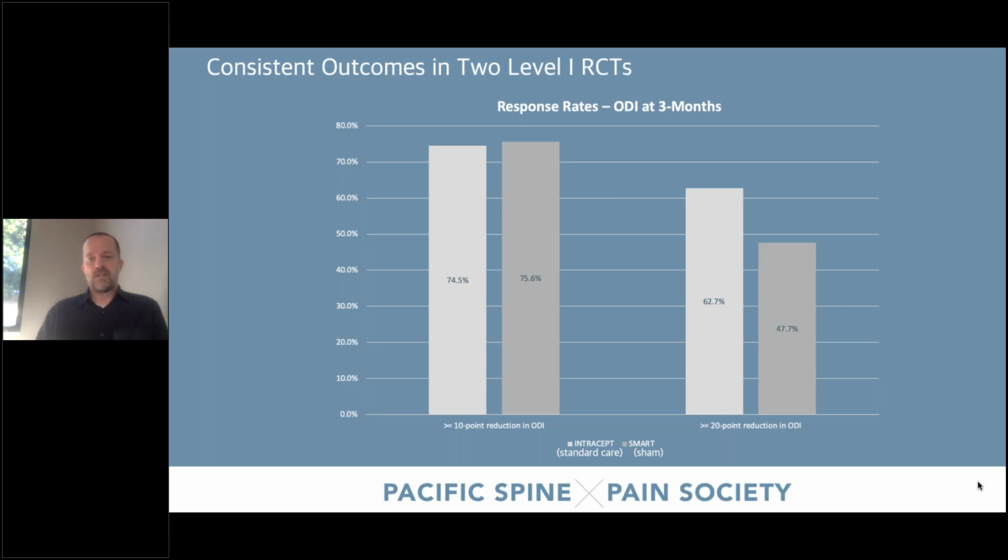And then the third is that it was an open label study and patients like being randomized to the treatment arm and don't like being randomized to a standard care arm. And that likely influenced the results to some degree. Next slide.